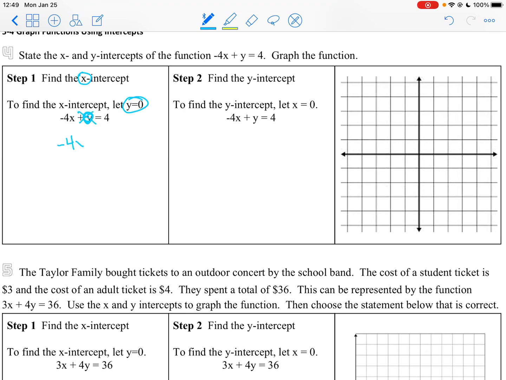That leaves me with a one-step equation. I got rid of the y by plugging in the 0. So that leaves me with negative 4x equals negative 4. To get that x by itself, I'm going to divide both sides by negative 4, and I get that x equals negative 1. Once I get that x by itself, that is my x-intercept. So the ordered pair of this x-intercept would be an x of negative 1 and a y of 0. That's going to be a point on the x-axis at negative 1.